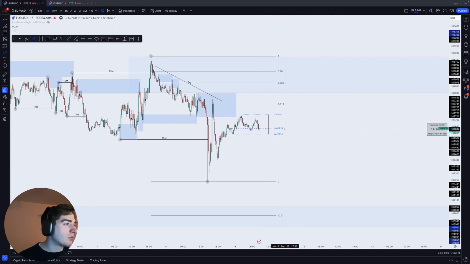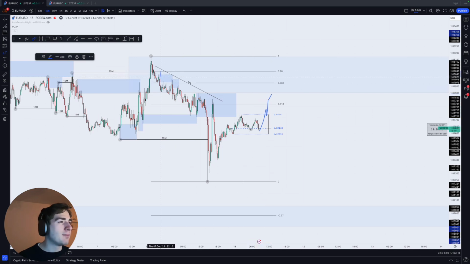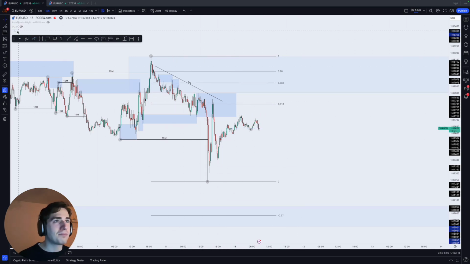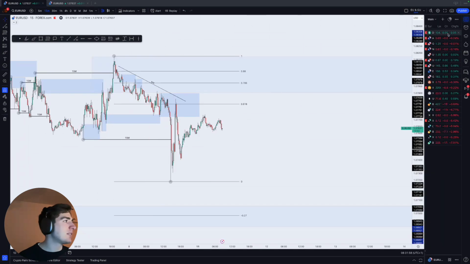So potential shorts from 107.638, but we would need a strong push away from here. Otherwise, if we do move up high, I'm not really interested in looking for any shorts, because of the fact that we kind of have all this trendline liquidity here, and I wouldn't like shorting just from a random area of supply. So that's Euro Dollar, quite the extensive explanation.